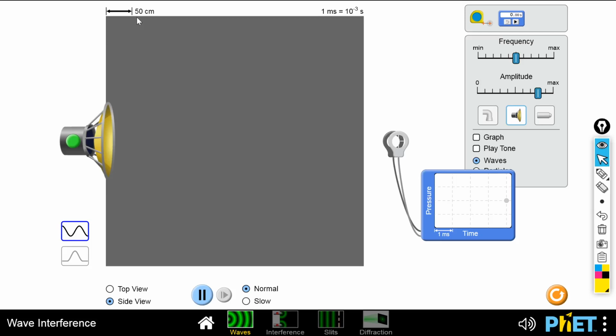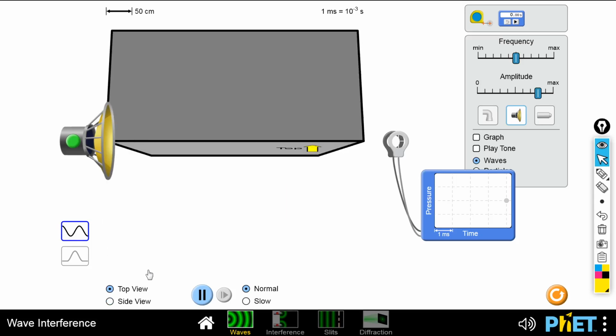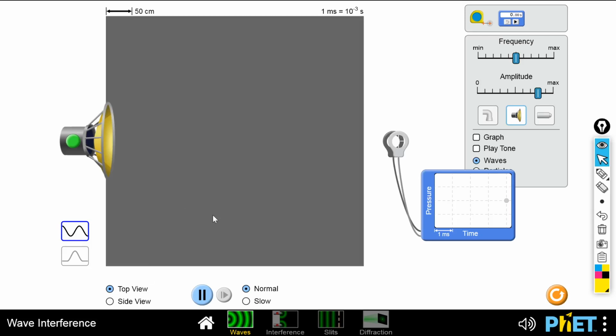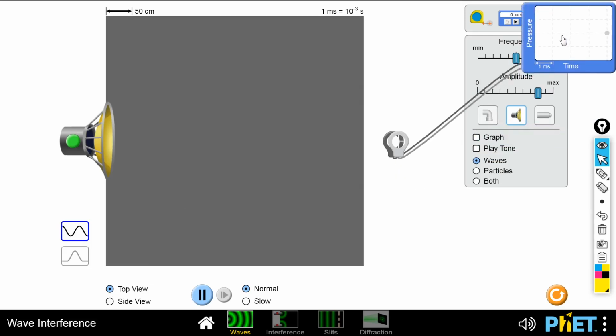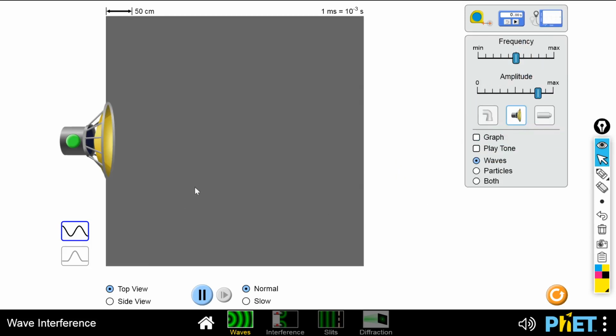So now we're talking about sound. We're talking about sound in air, and the source of the sound is a speaker. And so if we once again look at it at the top view, and we move this up here for the moment, and we start it running, which it is, and then we allow it to do sounds here, we'll start low on the frequency, and we'll start kind of low on the amplitude.